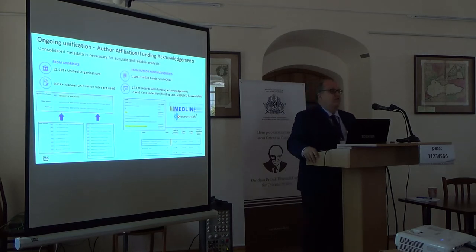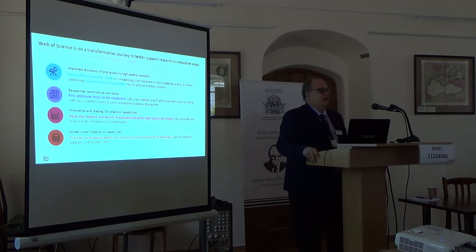So we do unification. The author affiliations are unified into something we call organization enhanced. And this is where we have over 12,000 unified author organizations. We have produced almost a million rules to unify. We work with our customers to unify the data. And we have 1,200 funders that are now unified on the platform as well.